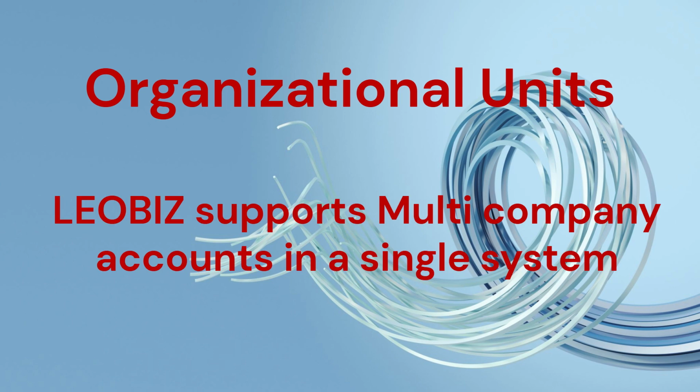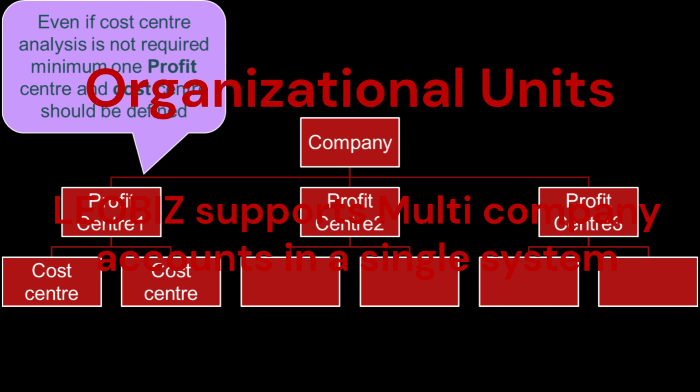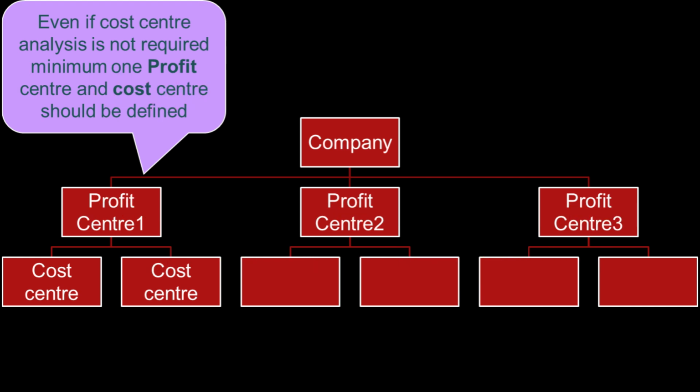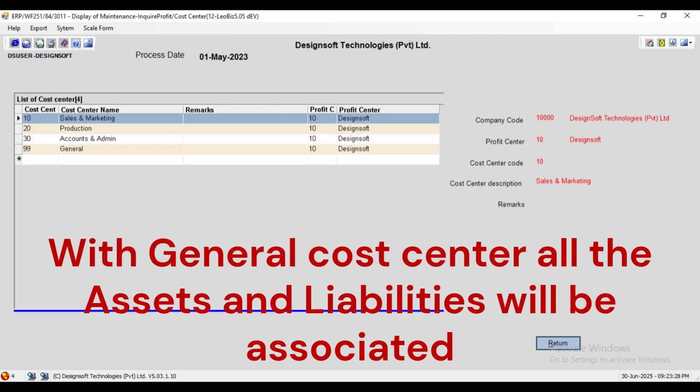LEOBIZ supports multiple companies in a group in a single system, each company having several profit centers and each profit center having several cost centers. Each company should have at least one profit center.